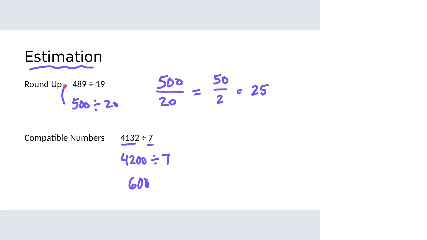And so if we round these up to numbers that are easier to work with, if we turn this into a number that's easier to work with for this particular problem, if that wasn't divided by 7, then I wouldn't use 4,200. I'd want to use something different. If it was divided by 5, then I might use 4,000 instead. But I just want to make it into something that's easier to work with than what I've been given for an estimate.